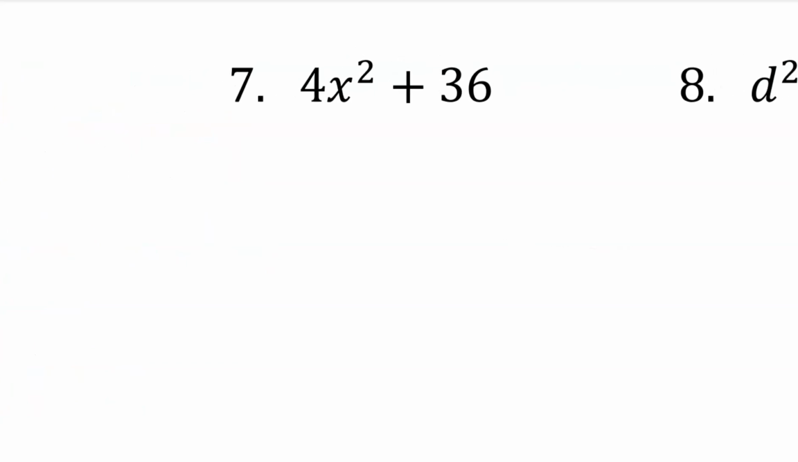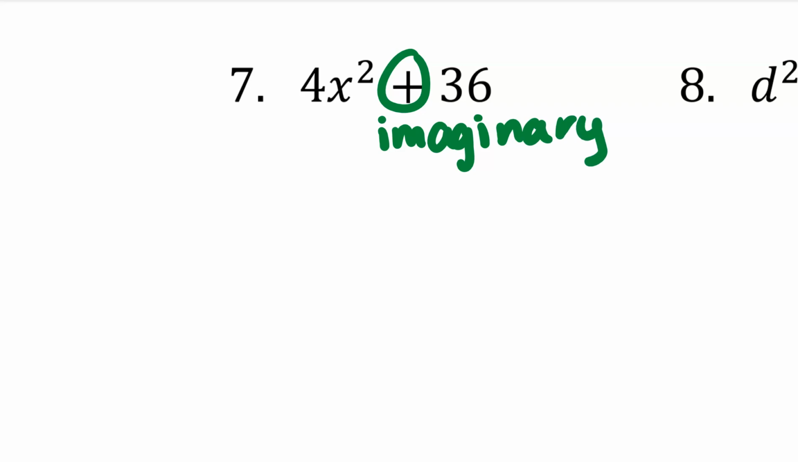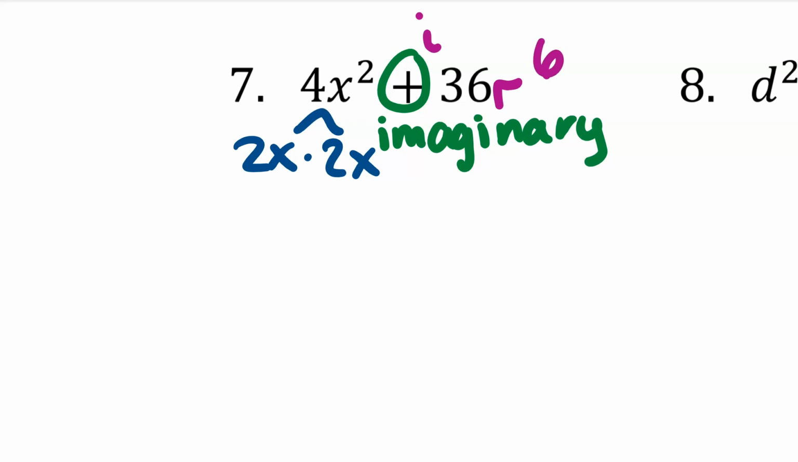So in the past, in Algebra 1, we would be like, we can't do this because there's no difference of squares. Now, in Algebra 2, you still have to check for perfect squares because if you have a plus sign, you have to use imaginary numbers. So 4x squared is 2x times 2x, okay? This is going to be an i. You're still doing difference of squares, but you are going to attach an i to whatever the last one is. And the last one, 36, is 6 times 6.